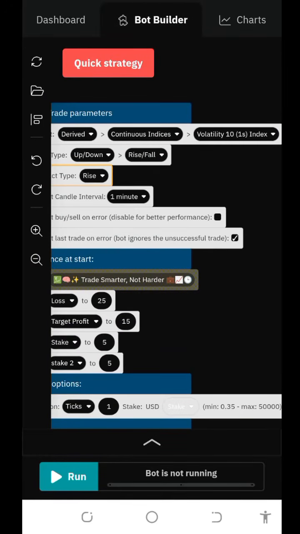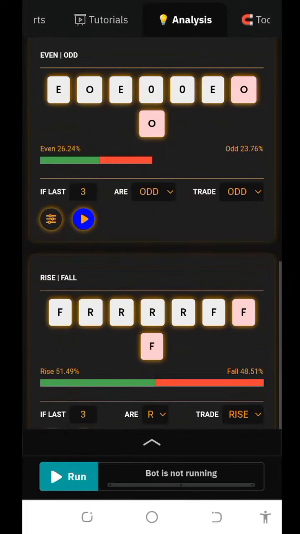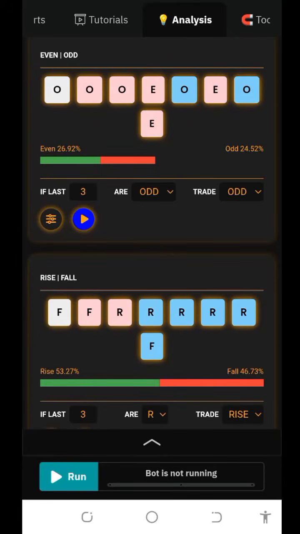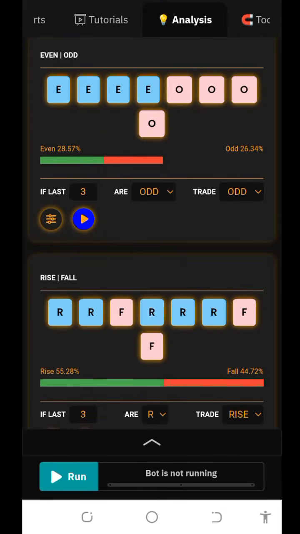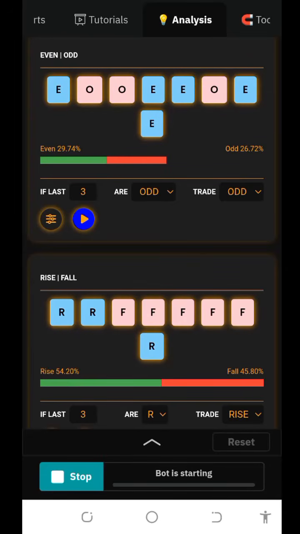So let us see. I think I saw another entry there, rise, volatility 10 1s again. Let's come and see. So we can see, okay, percentage wise, fall at 46, the other one at 50, 53, 54. So we can see it's like 55 now. So we have a confirmation there for rise. So we are going to wait for 3 or more falls and then run the bot. Okay, those are 2 falls, 3 falls, 4 falls, and then there we are in the market.